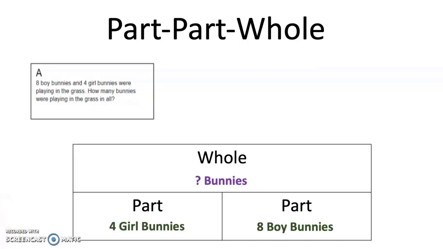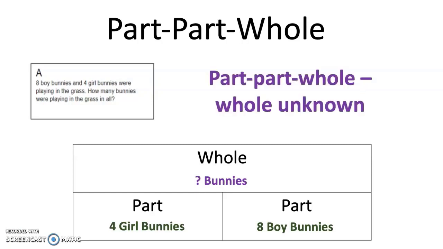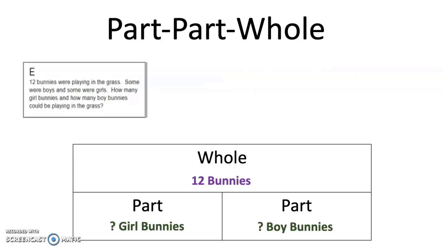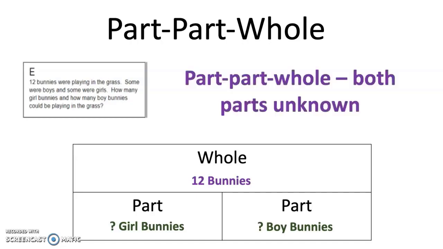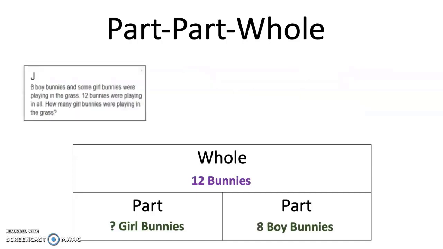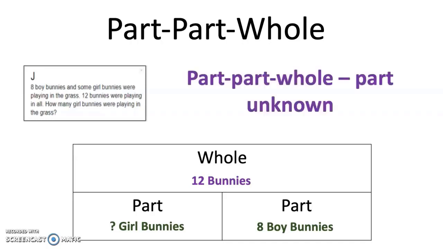Card A provides information about the 2 parts. Since we do not know the whole, this is a part-part whole unknown word problem. Card E provides information about the whole but not its parts. This is a part-part whole, both parts unknown word problem. Card J provides information about the whole and one part. Since the other part is unknown, this is a part-part whole, part unknown word problem.